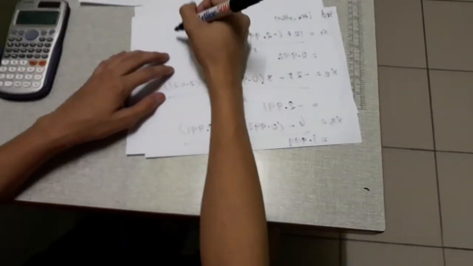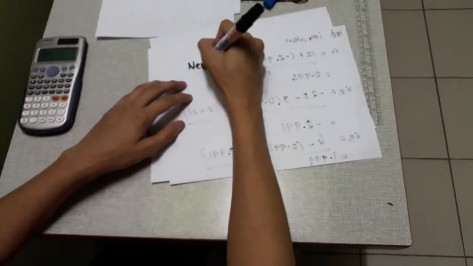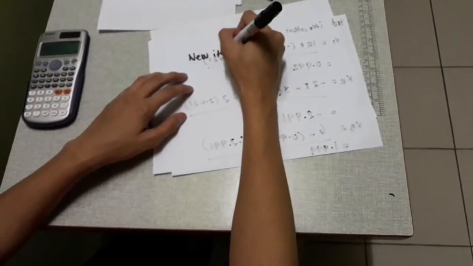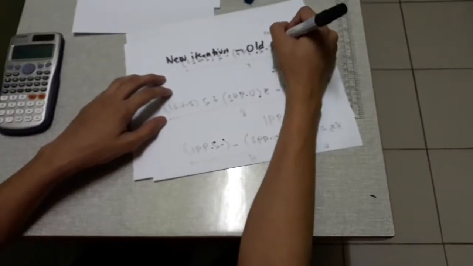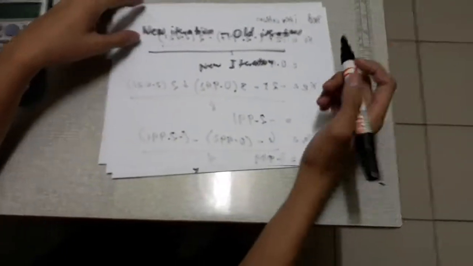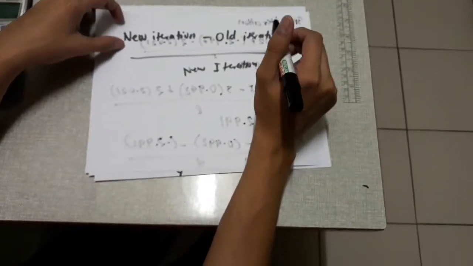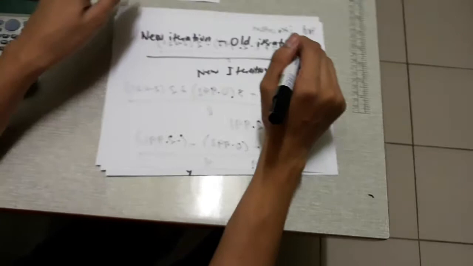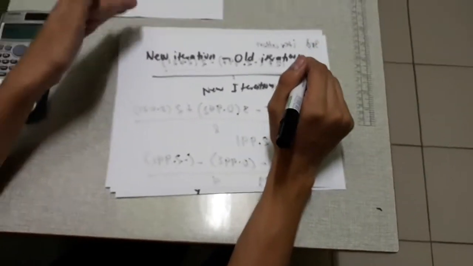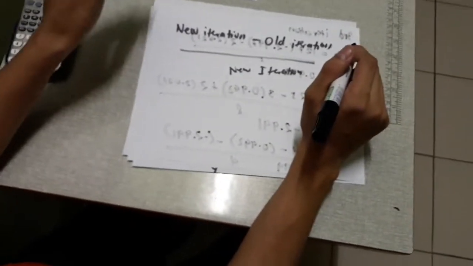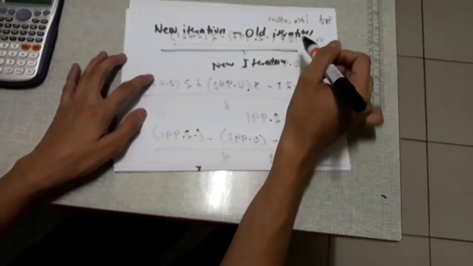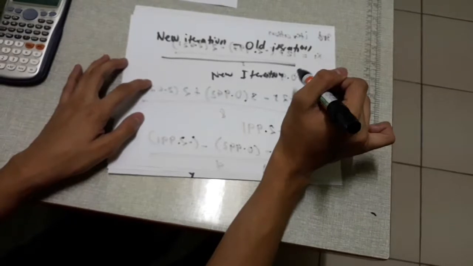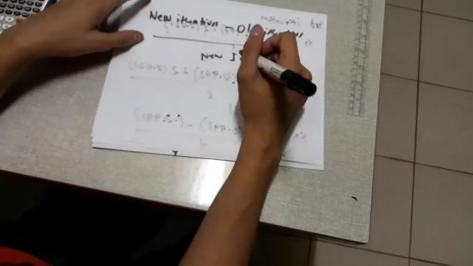To check if it is near to the roots, we just need to take the new iteration minus the old iteration. If the percent error is low, then it is near to the answer, or to the root. The formula for that is the new iteration minus the old iteration, over the new iteration. So that's it for the Gauss Seidel.